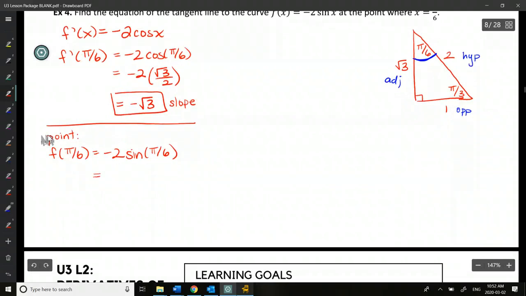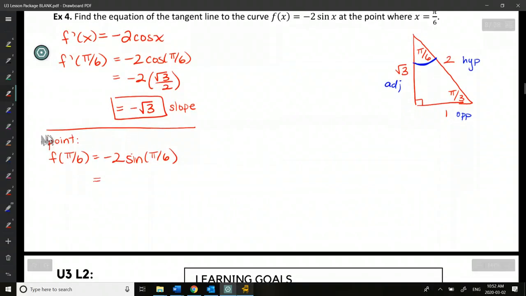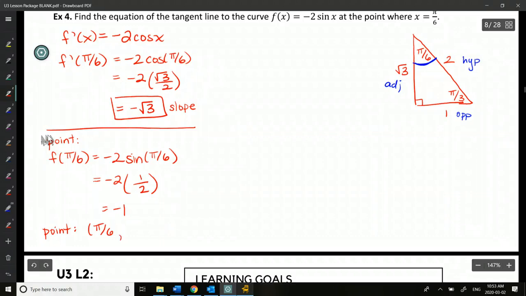So sine of pi over 6. Use the triangle. What is the sine of pi over 6? Opposite over hypotenuse? 1 over 2. Very nice. The 2's will cancel and we're left with negative 1. So our point on our tangent is pi over 6, negative 1.